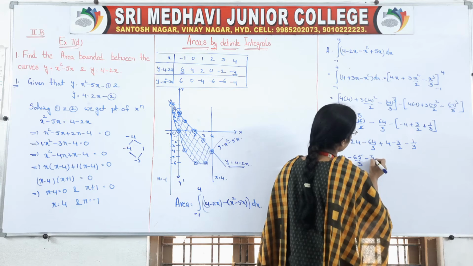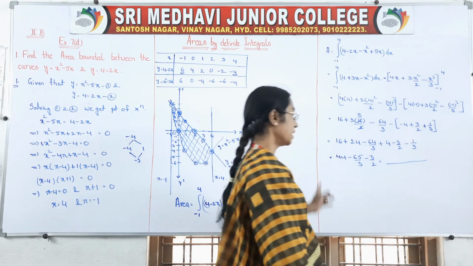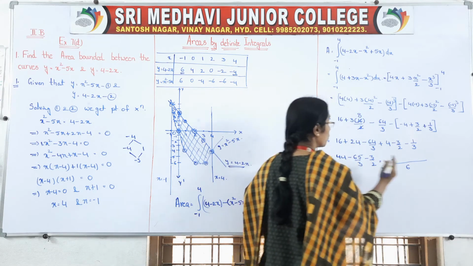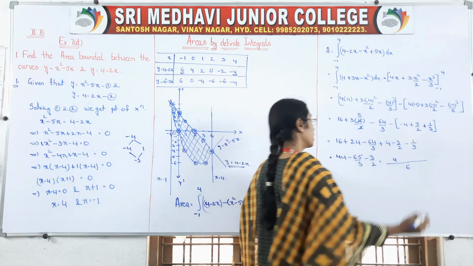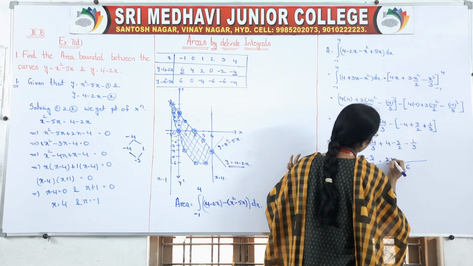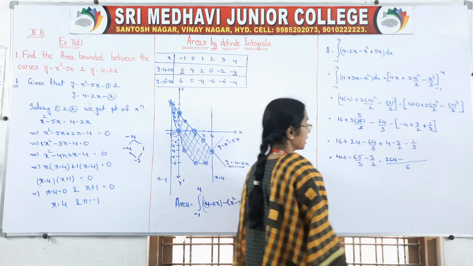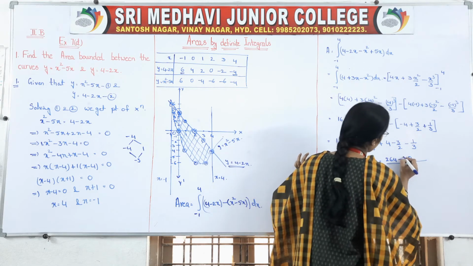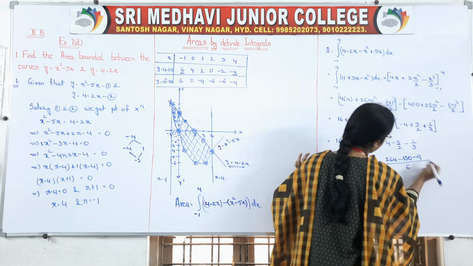Next minus 3 by 2, taking the LCM, 3 twos are 6, right, 6. So 6 fours are 24, right. Next 6 fours are 24, 24 plus 4, 26, minus this one with 2, right, 2 fives are 10, 2 sixes are 12, 12 plus 1, 13, minus 3 threes are 9.